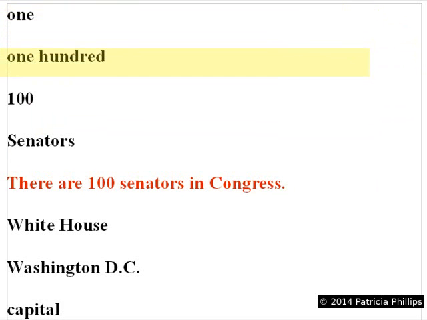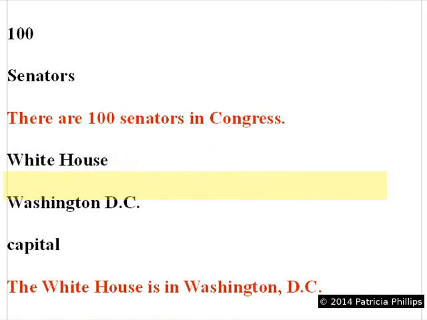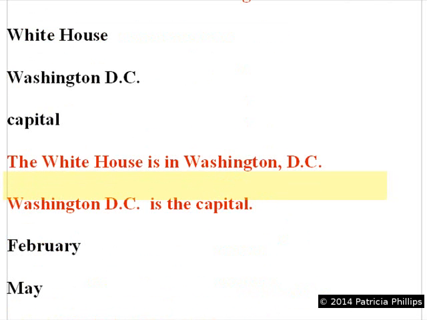1, 100, 100 senators. There are 100 senators in Congress. Great. Let's do some more words.